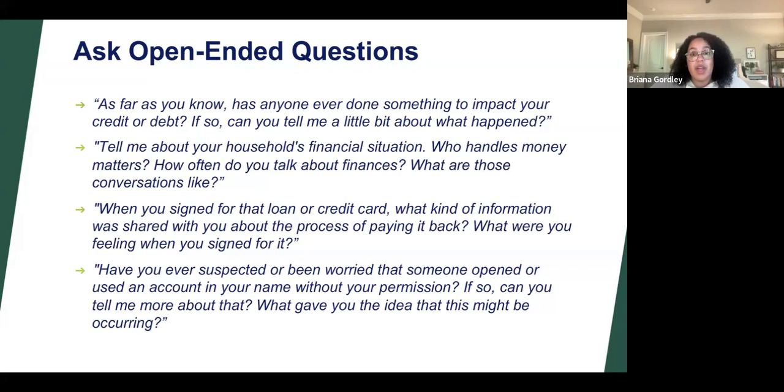When you signed for that loan or credit card, what kind of information was shared with you about the process of paying it back? What were you feeling when you signed up for it? And finally, have you ever suspected or been worried that someone opened or used an account in your name without your permission? If so, can you tell me a little bit more about that? What gave you the idea that this might be occurring? So these are just a few examples of more open-ended questions so that you can really help get to the bottom of a survivor's financial state when it comes to coerced debts.